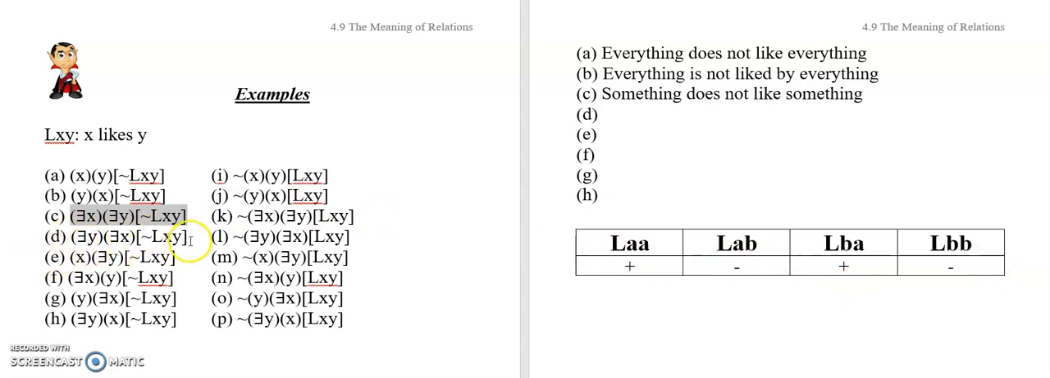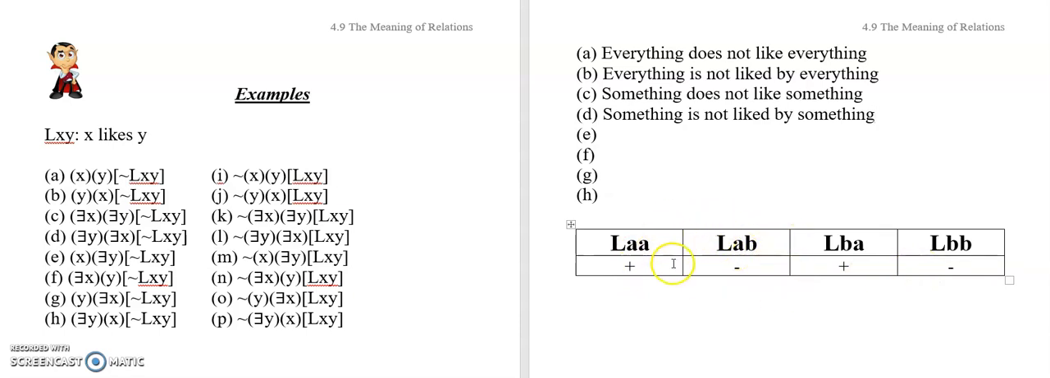All right, let's go ahead and try this one. Notice the position of Y is in the second relatum position here, so we're going to say something is not liked by something. That's exactly what that's going to mean. So is that true or false on this particular domain? Well, that's true. B is not liked by A.